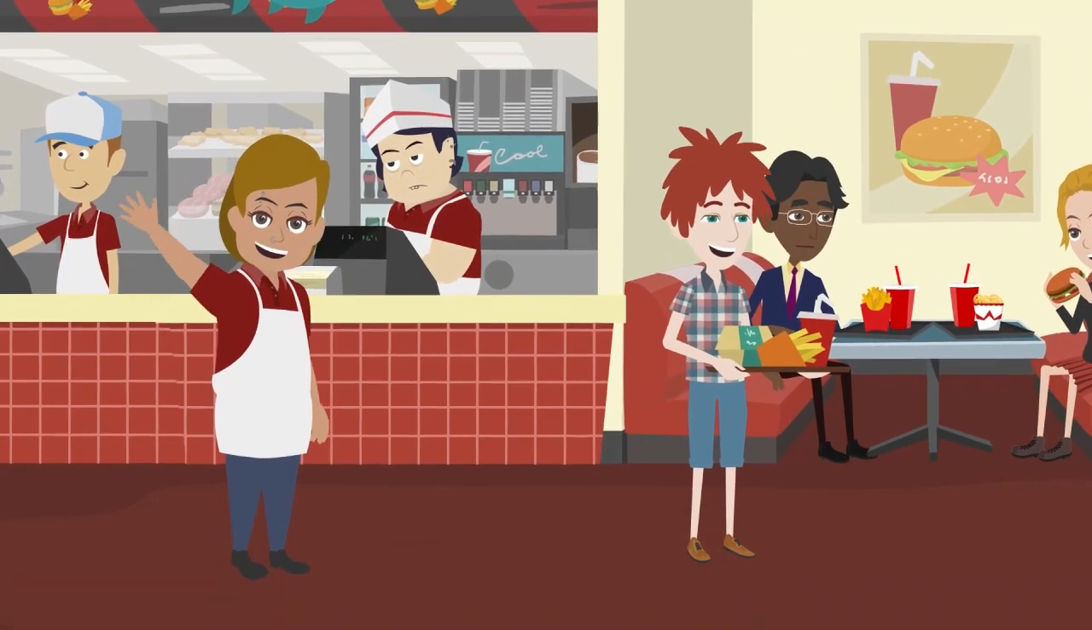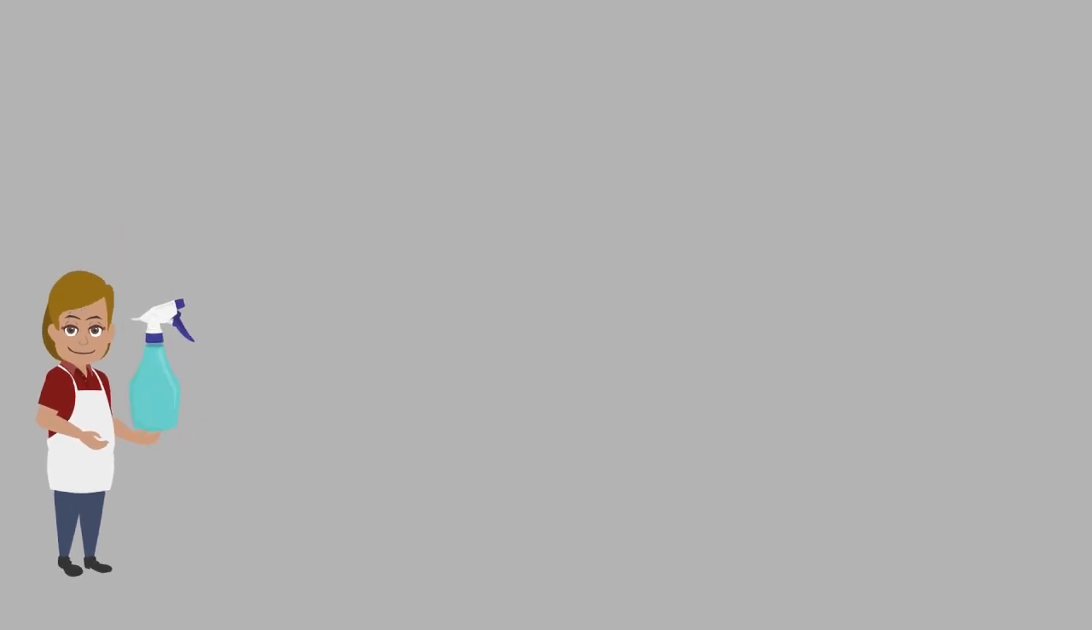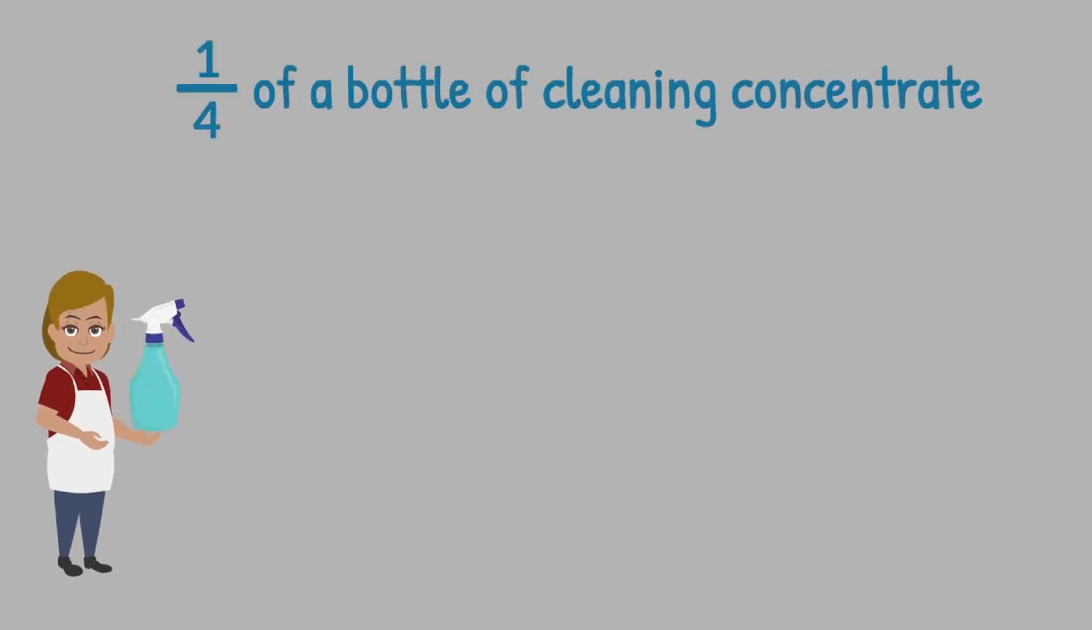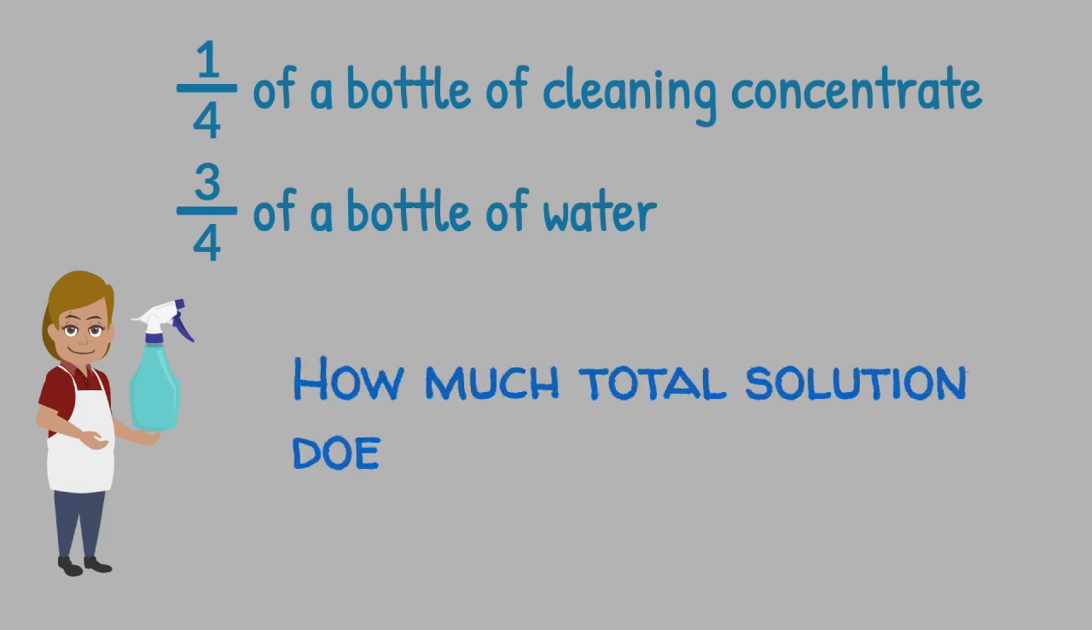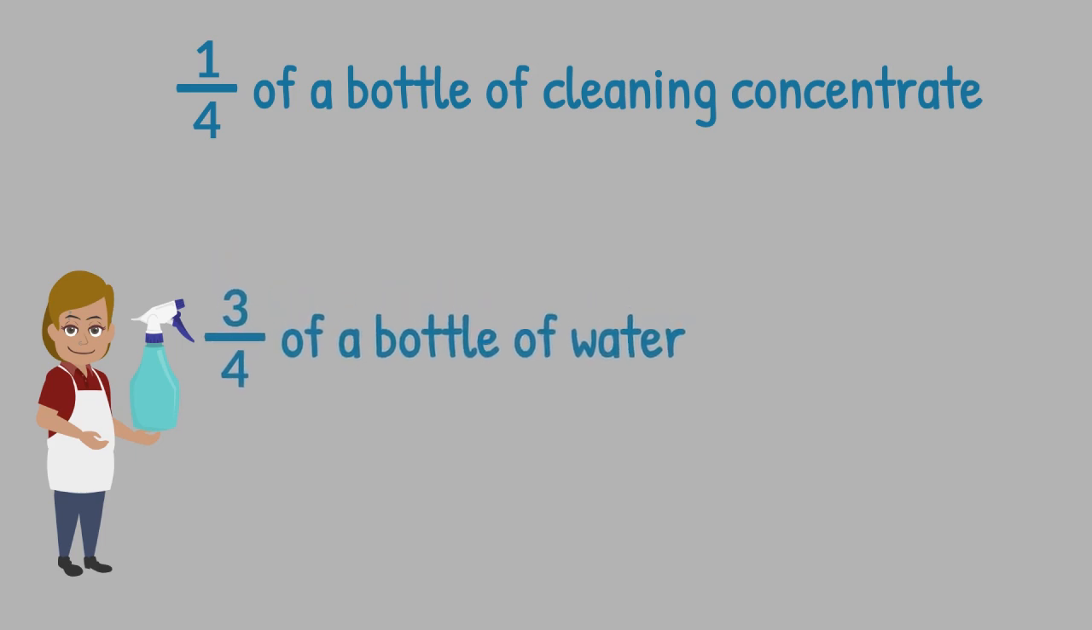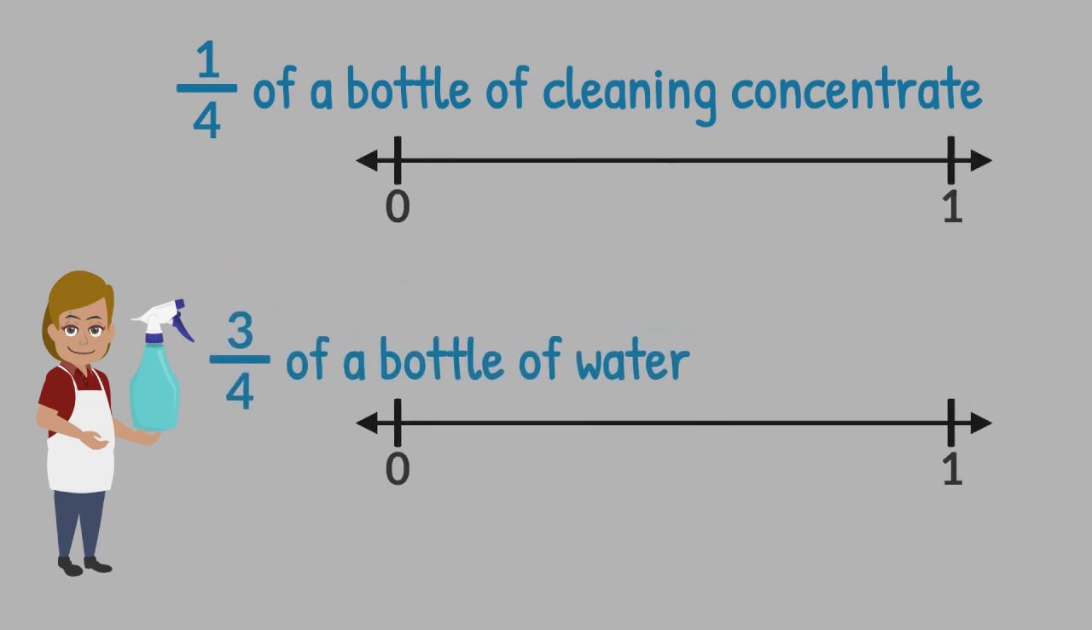Heather mixes a cleaning solution requiring 1/4 of a spray bottle of cleaning concentrate mixed with 3/4 of a spray bottle of water. How much total solution does this make? We will represent each part of the mixture with a number line. The first number line represents the amount of cleaning concentrate. Because Heather needs 1/4 of a bottle, divide the line into 4 equal pieces, moving to the right from 0, 1 section. This shows the numerator and the denominator, 1 part out of 4 parts.